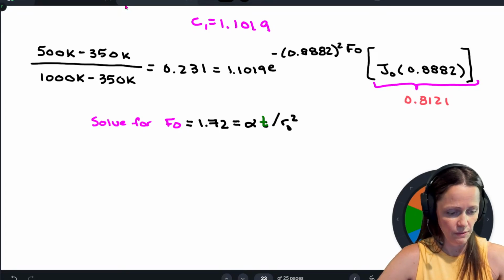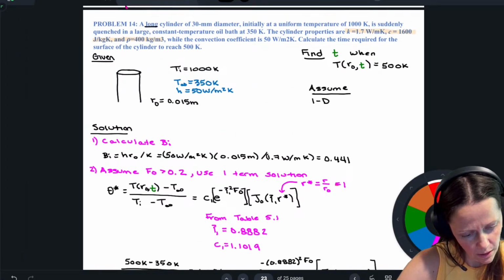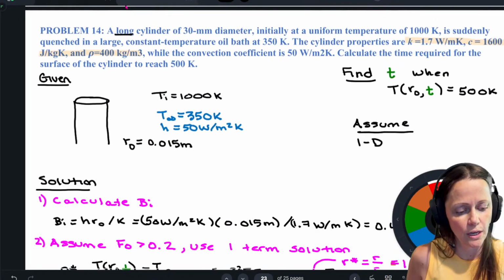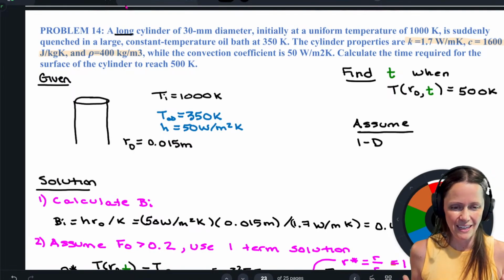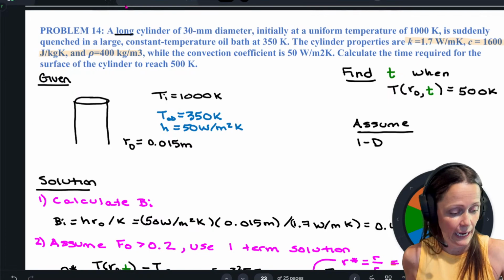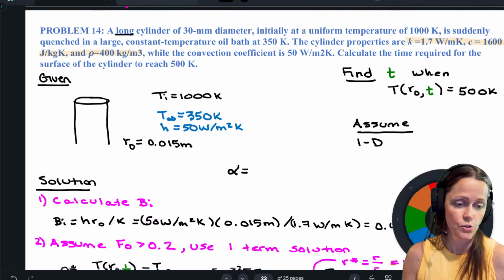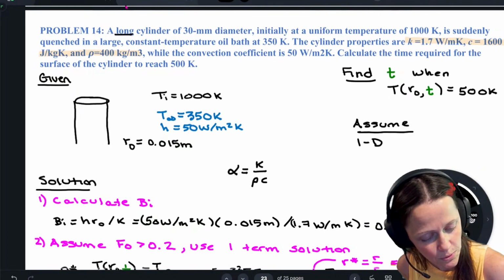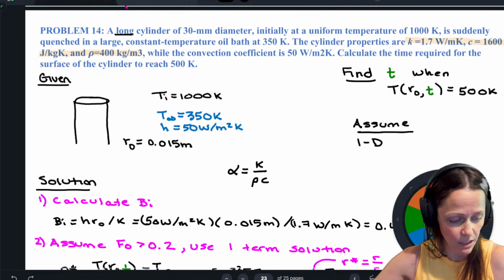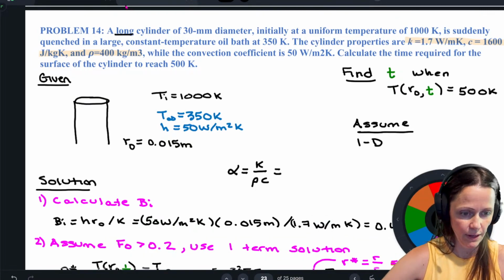I don't think I actually had the thermal diffusivity. I don't think that was something that was given to me. Let's just double check real quick. Yeah, so it looks like they gave me the K, the C, and the rho, but they didn't give the thermal diffusivity. So we'll go ahead and calculate that. Our thermal diffusivity is K over rho Cp, or just C, I guess that's how we've written it.